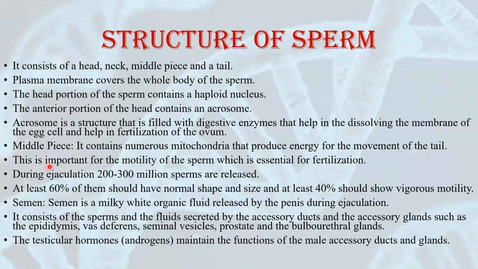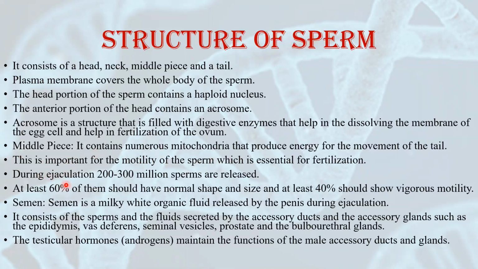Then comes the middle piece. Middle piece contains numerous mitochondria. Why are mitochondria present over here? To produce energy so that the sperms can carry out their motion. It is very important for the motility of the sperm. Sperms should carry out motion.